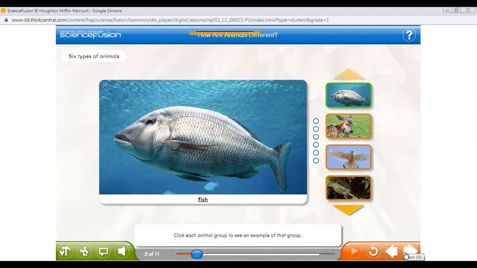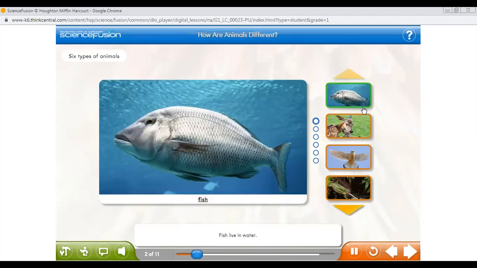So now different animals, they look different, they move different, they eat different. So different animals are different from each other. So we are going to see the type of group, how animals are classified or how animals are grouped together. So let's see the first one we have. It is about the fish.